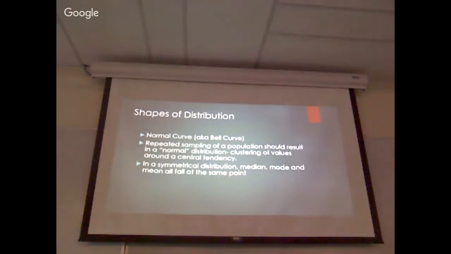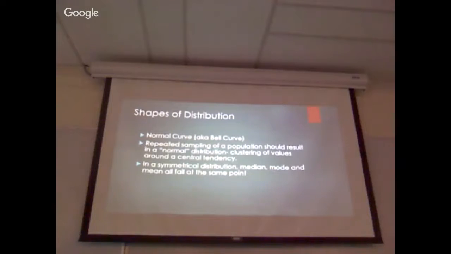So the normal curve, the bell curve, and again, this is something that comes right out of nature, that if we go out and measure anything that's perfectly randomly distributed in nature, we're going to get that bell curve. And again, it could be the height of all the people on the planet, the weight of all the people on the planet.